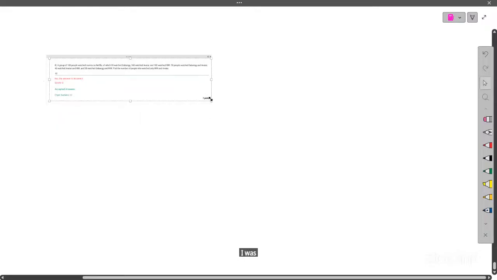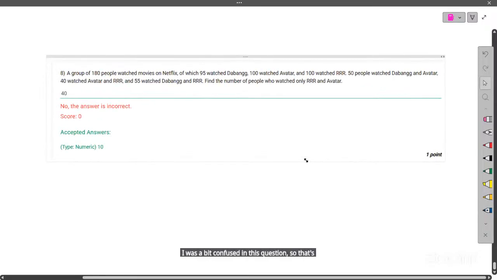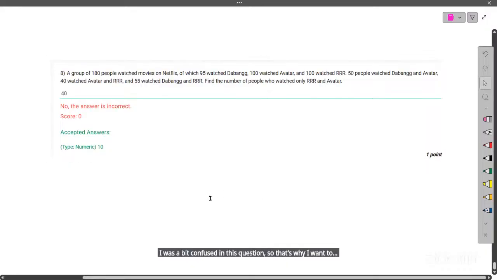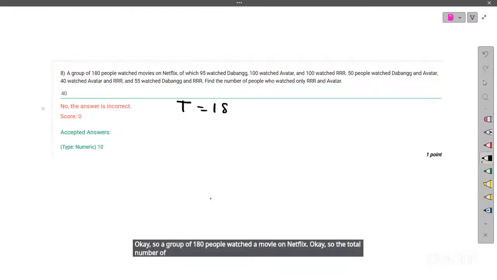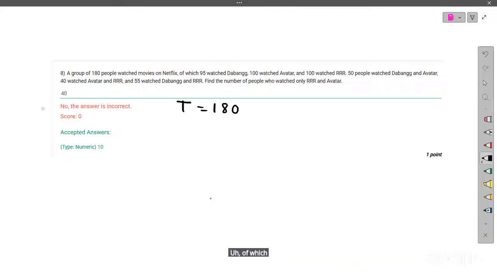I was a bit confused in this question, so that's why I want to clarify this one. Okay, so a group of 180 people watched a movie on Netflix. So the total number of people is 180, of which 95 watched Dabang, right? So that is Dabang. Cardinality of D is 95.